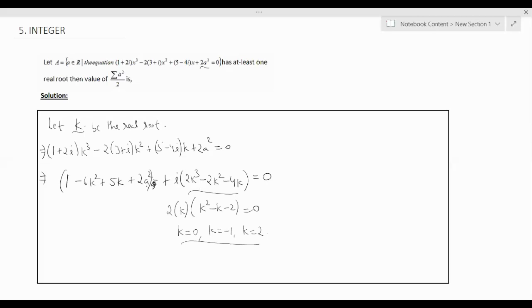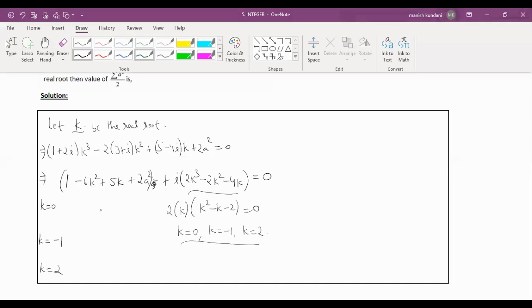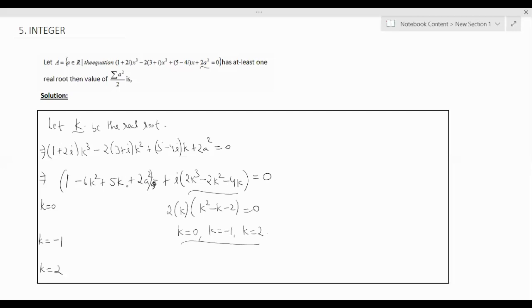Mind it, the real part also should be satisfied simultaneously, and this will also be 0 for these 3 values. Observe this very carefully, for all the 3 values we will put k equals to 0, k equals to minus 1, and then k equals to 2. For all the 3 values, I should be able to find out the value of a. So this should be 0.